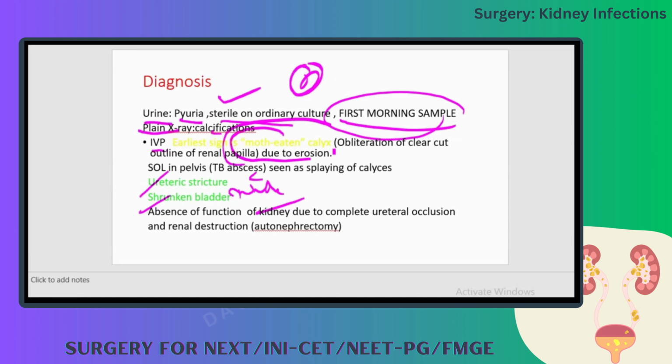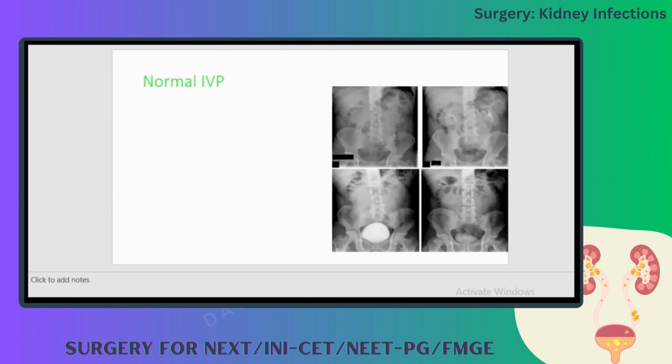That is self-destruction of the kidney. Autonephrectomy will be there: absence of function of the kidney due to complete ureteral extrusion and destruction. There will be autonephrectomy. So what is this investigation? This investigation.